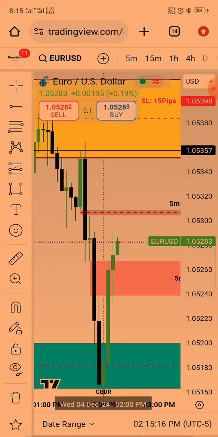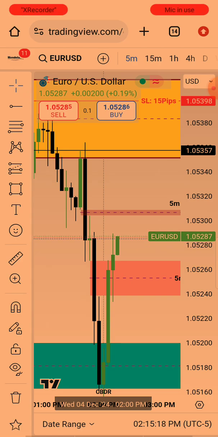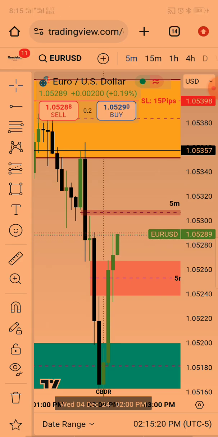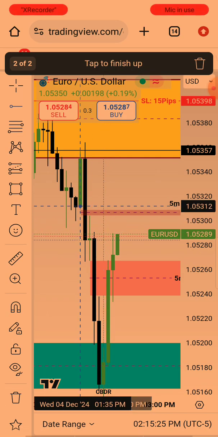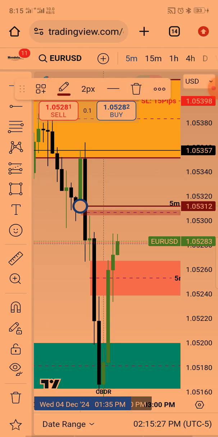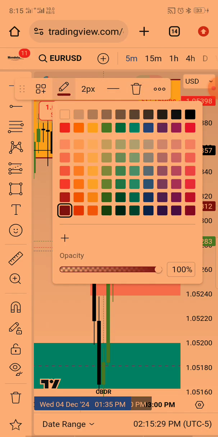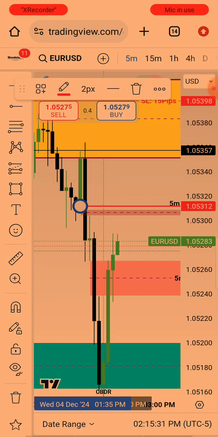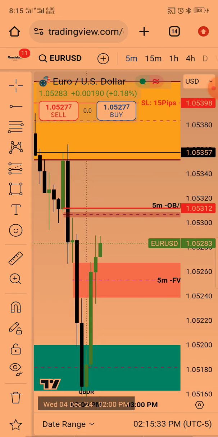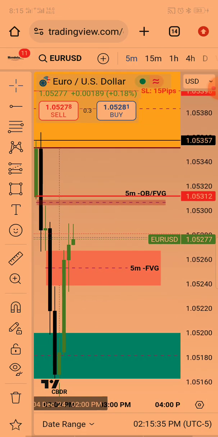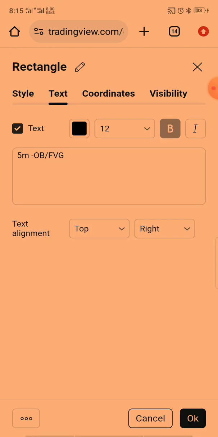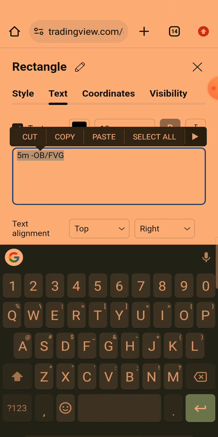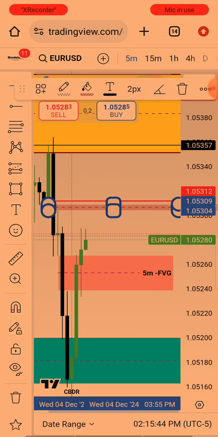This up candle right here, this green candle, let me put a line on it so that you will know what I'm talking about. This candle right here, that red line, right? That is the 5 minute order block. That is why I write it there, 5 minute order block plus fair value gap. So let me copy this one and put it on that line. Let me cut it.